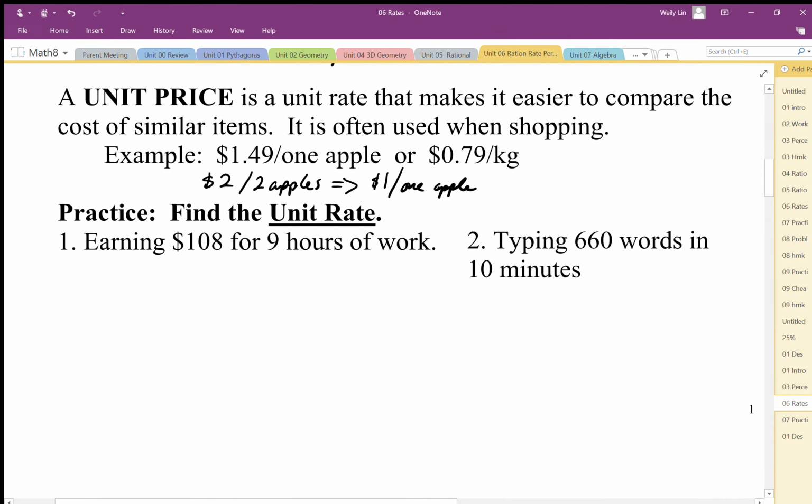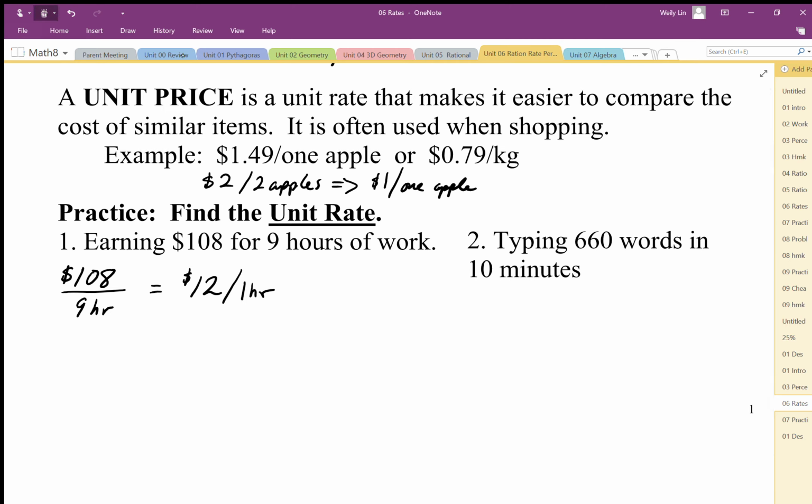And the unit rate can go either way. So I can actually find two different unit rates here. This person earns $108 per 9 hours of work. There's my rate. This is a perfectly valid rate. However, we often want to convert this into a unit rate. And to convert this into a unit rate, we divide. So 108 divided by 9 works out to be 12. And the rate is dollars per 1 hour, or dollars per hour.